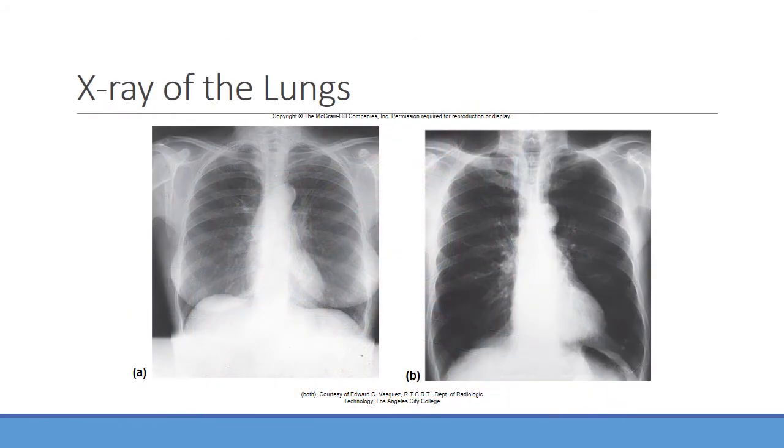Again, I'm not going to be the expert at reading x-rays at all. I can tell you there's a heart there, and there's probably two lungs. But again, just some examples of x-rays. You can notice the difference between these two. What do you think the difference is between these two x-rays?